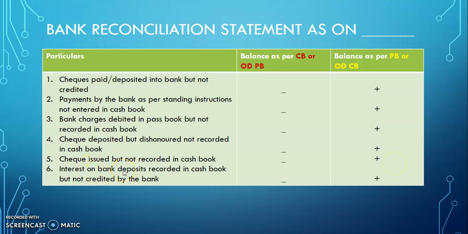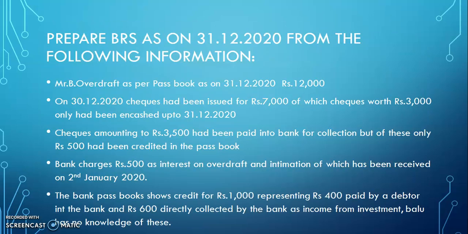Interest on bank deposits recorded in cash book but not credited by bank. So here we can add that bank deposits interest amount, so the cash book balance is increased, so we can deduct that amount, here we can add. Now we are going to see one problem to understand how we can calculate the cash book balance or passbook balance.